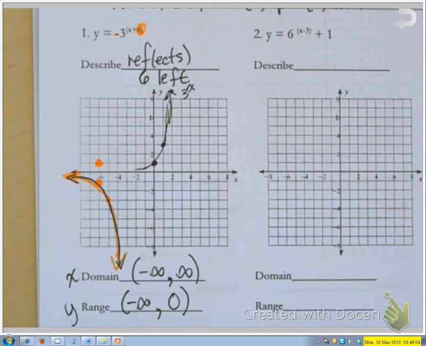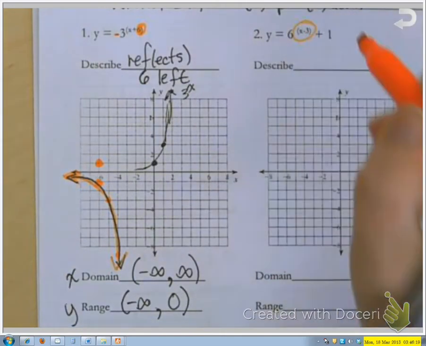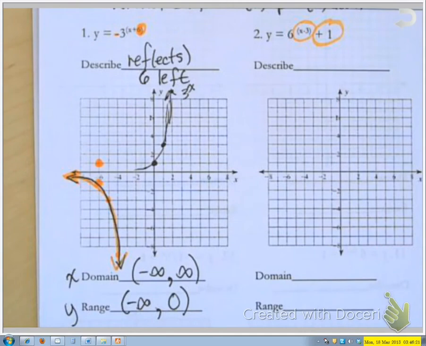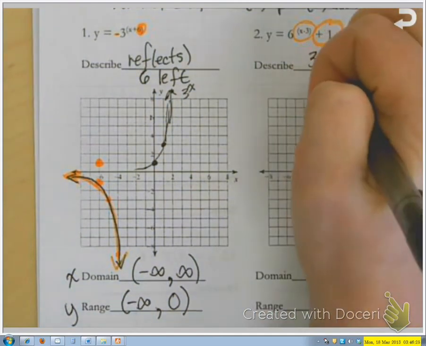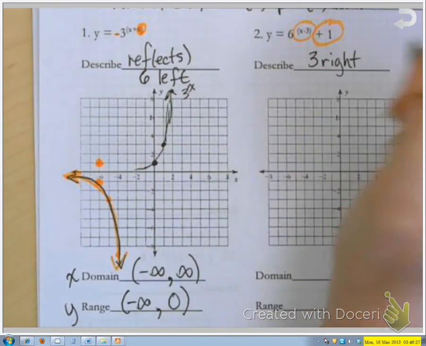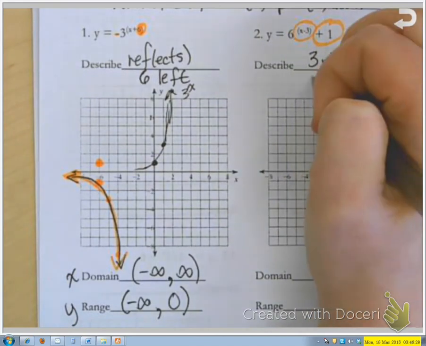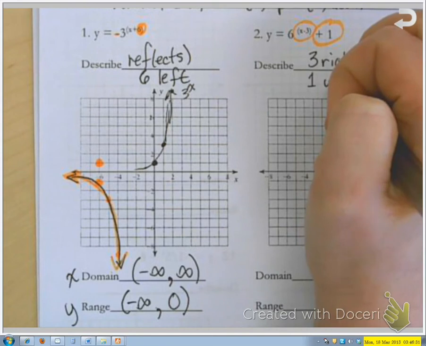Now let's look at number 2. Let's describe what's going on with number 2. Well, is it reflected? No, not reflected. That's good. Now I notice I have this x negative 3. Okay? So the negative 3 tells me I'm doing what? 3 to the right. Okay? And then I'm going to do what? I'm going to go up 1.